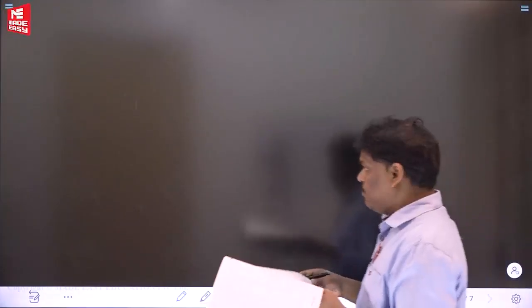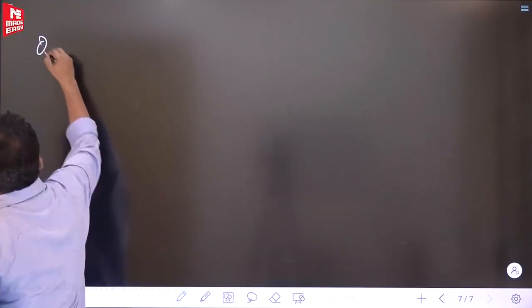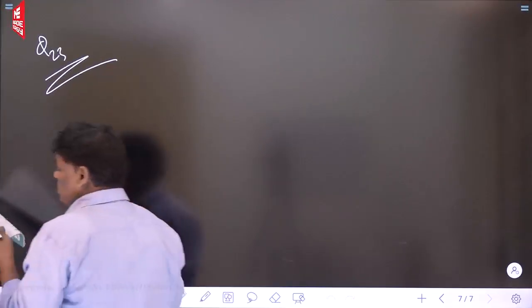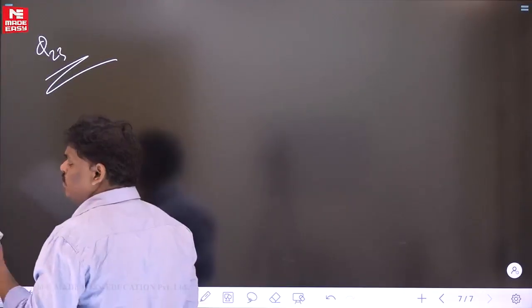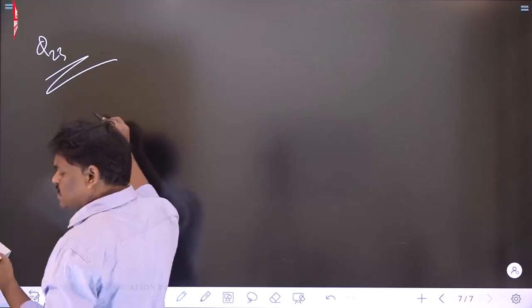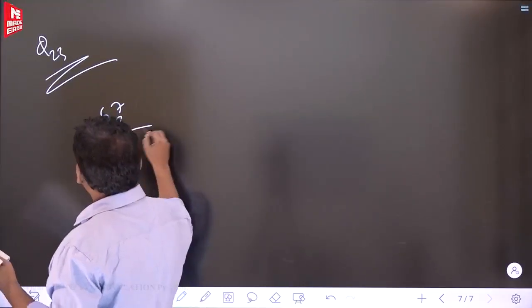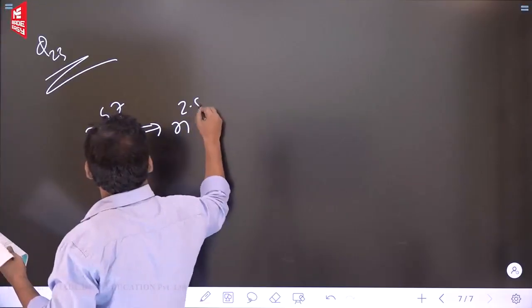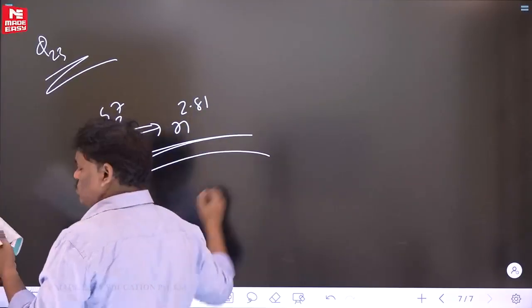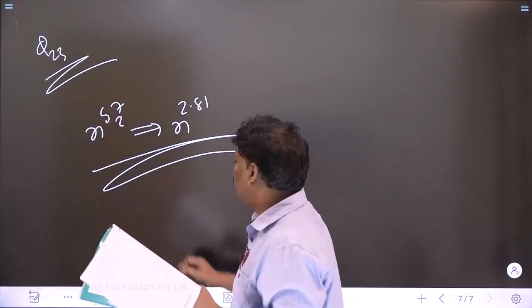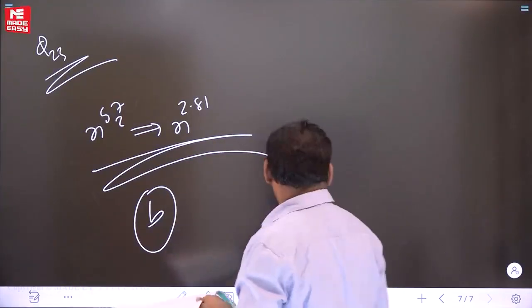Question number 23. One recurrence relation is given. You have to solve it. You know very well what the answer is: n power log 7 base 2, which is n power 2.81. This one we solved also. I think B is the answer. Question number 23, answer is B. Go to question number 24.